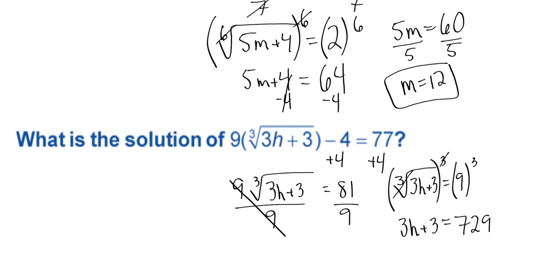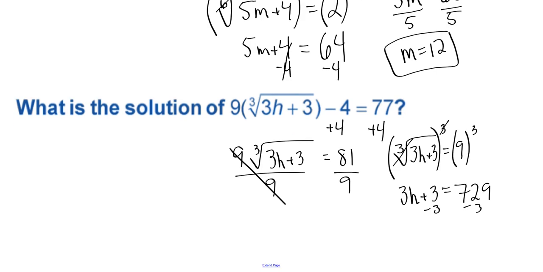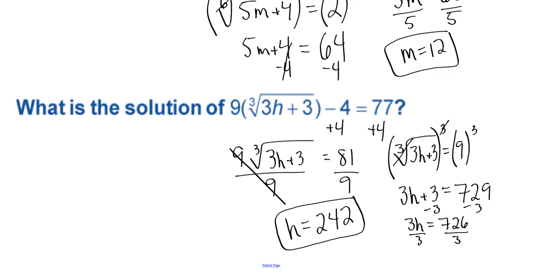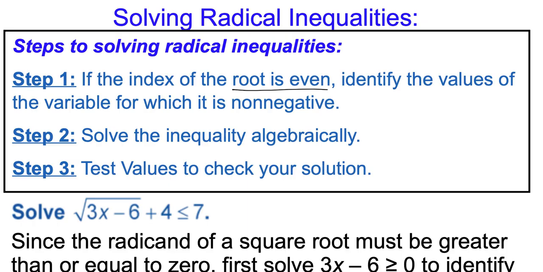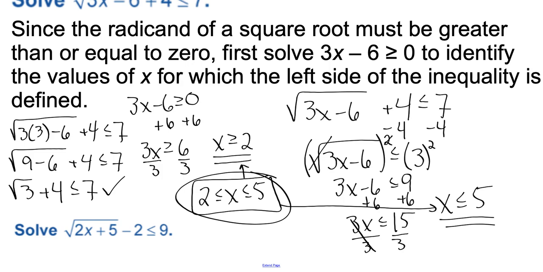All right, keep going. Minus the 3. So we have 3h equals 729 minus 3 is 726. Divide both sides by 3. And that should get us down to something that's fairly nice. So 726 divided by 3 is 242. So that's your answer for that one. All right, last question. We'll make sure we know how to do these by the time we're done.